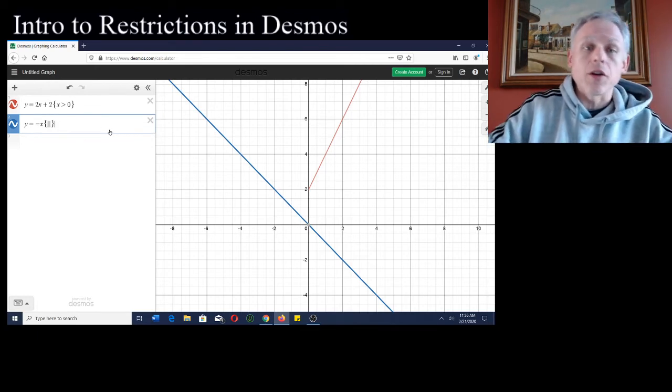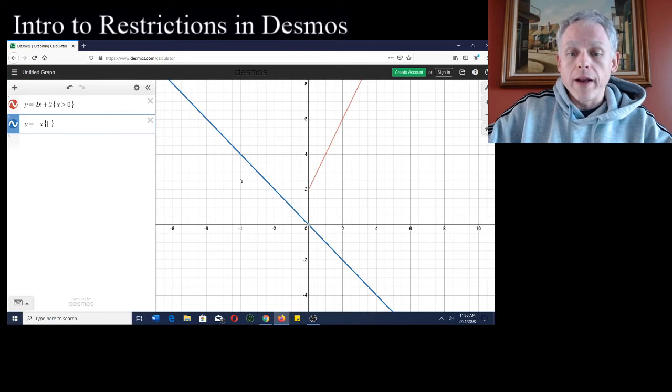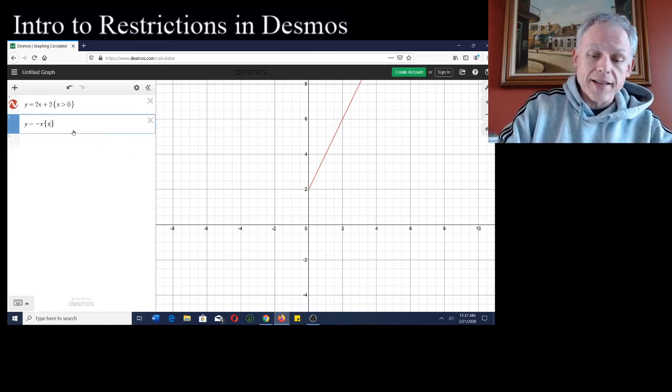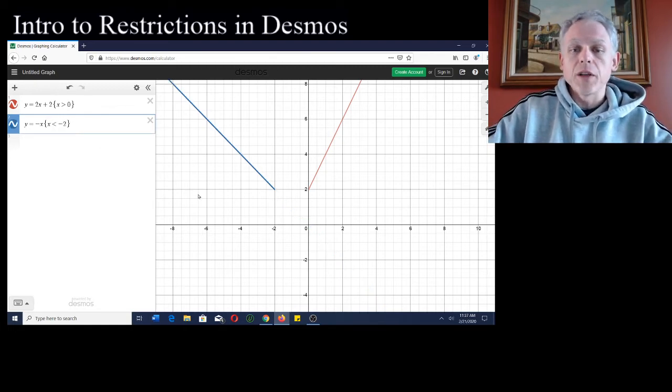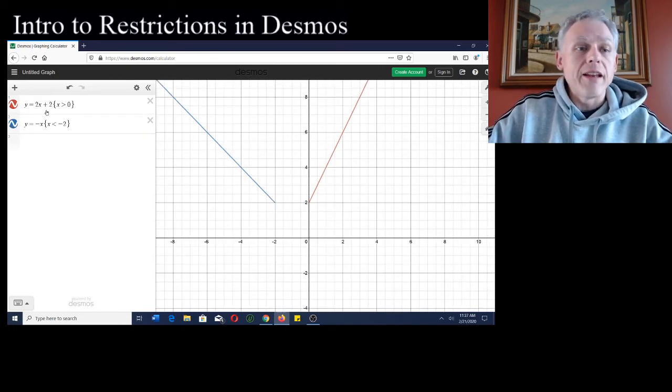So I'll type in another set of curly braces. Since I want it to be graphed only for x smaller than minus 2, I have to use a less than inequality. So I say x less than minus 2. Now you can see that if we want to restrict two equations in different ways, each one has to have its own restriction.